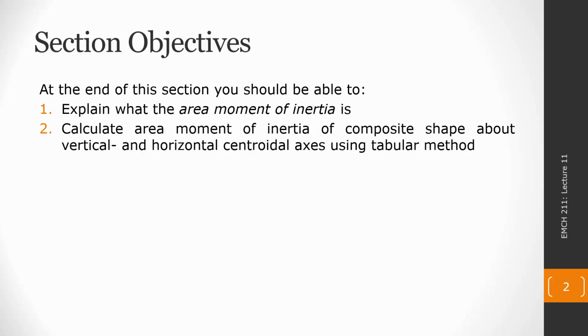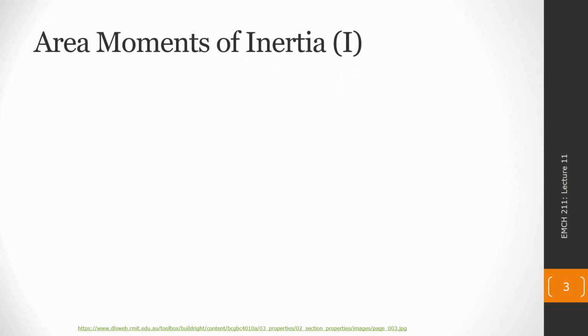So first, we want to know what is the area moment of inertia. Well, one way we can think about what the area moment of inertia property or measurement is, it's going to be a cross-section's resistance to bending about an axis. So what does that mean? How can we think about that?